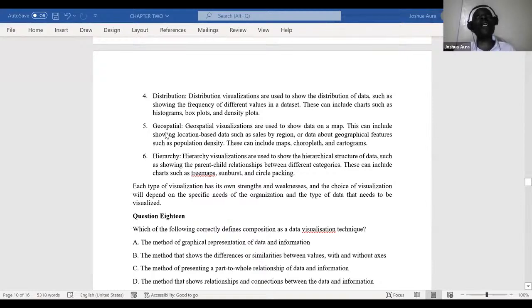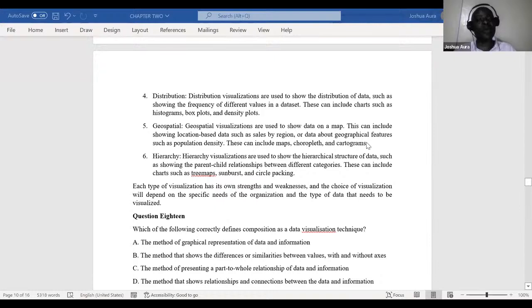Geospatial, here we are looking at geographical space. So we come up with data and then we represent it geographically. Meru, we have Nakuru, we have Kajiado. So geospatial visualizations are used to show data on a map. These can include location-based data such as sales by region, or data about geographical features such as population density. These can include maps, choropleths, and cartograms.